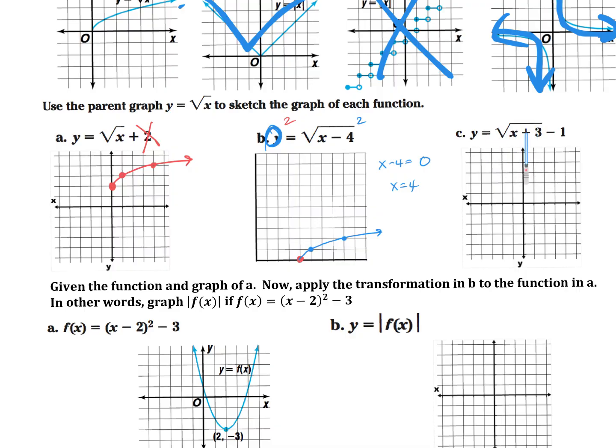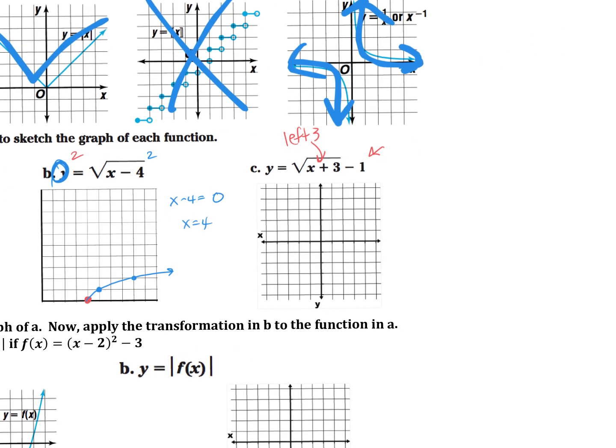Okay, last one, then I'm putting it all together. What's this plus 3 going to do? Right 3 or left 3? Left 3. So if I were you, I'd write myself a little note. That's taking the left 3. What's my little minus 1 going to do? It's going to move it down 1. Well said. I think those little notes are helpful.